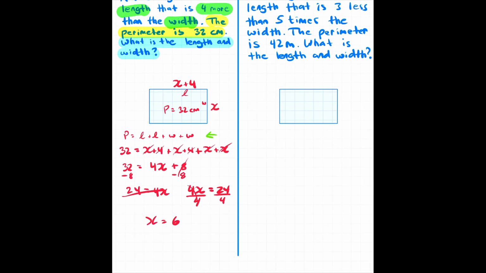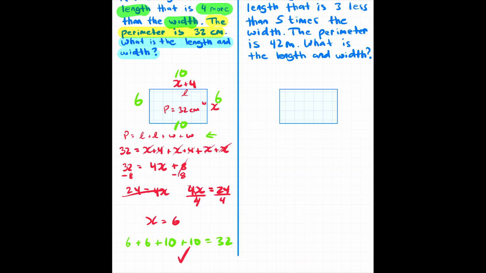Okay, so how do I know I'm right? Well, if x is 6, x is the width, that means that we have a value of 6 on this side, 6 on this side, and the length would be 6 plus 4, which is 10 and 10. And let's add those together. So 6 plus 6 is 12, plus 10 is 22, plus another 10 is 32, which is the perimeter that we were given, so we know that we're correct.